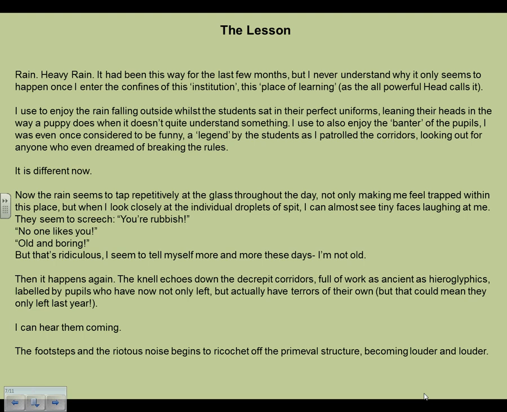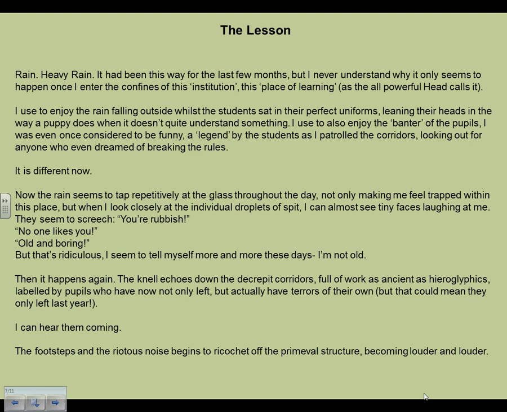The knell echoes, which is a funeral bell, down the decrepit corridors, full of works as ancient as hieroglyphics, labelled by pupils who have not only left, but actually have terrors of their own. But that could mean they only left last year. So you can see from the narrative voice here, the character's voice is someone that's jaded, someone that's unhappy, someone that basically hates working.